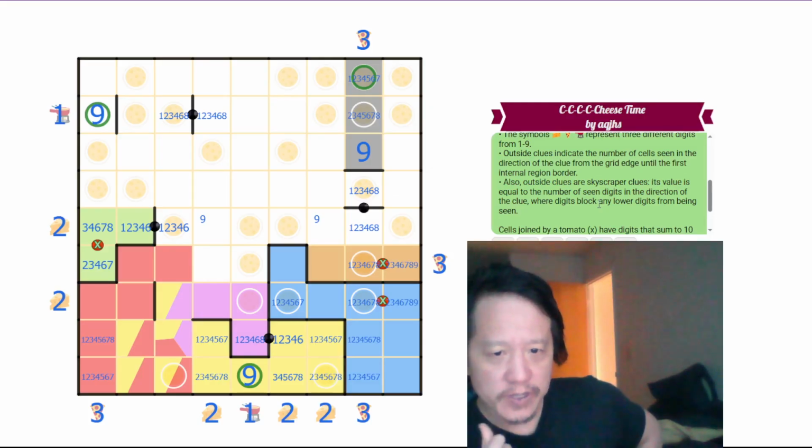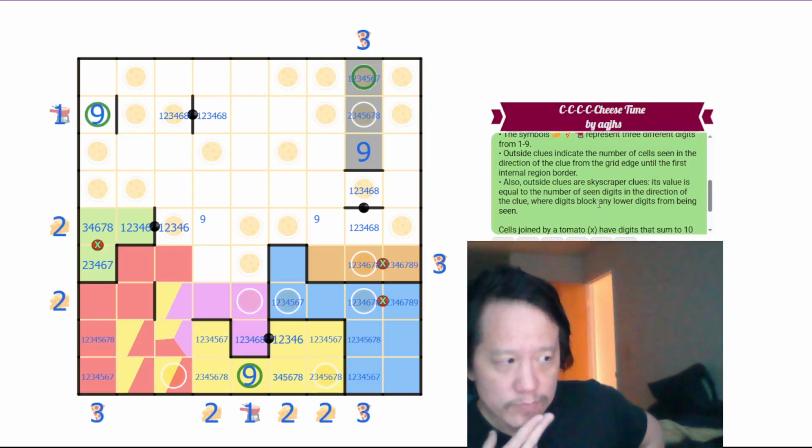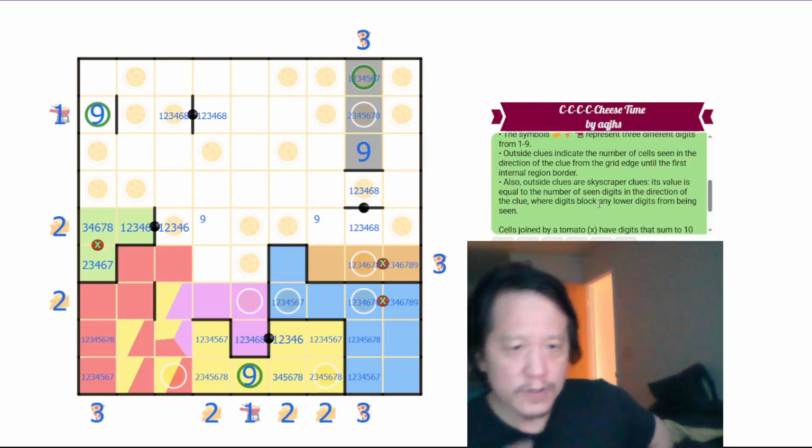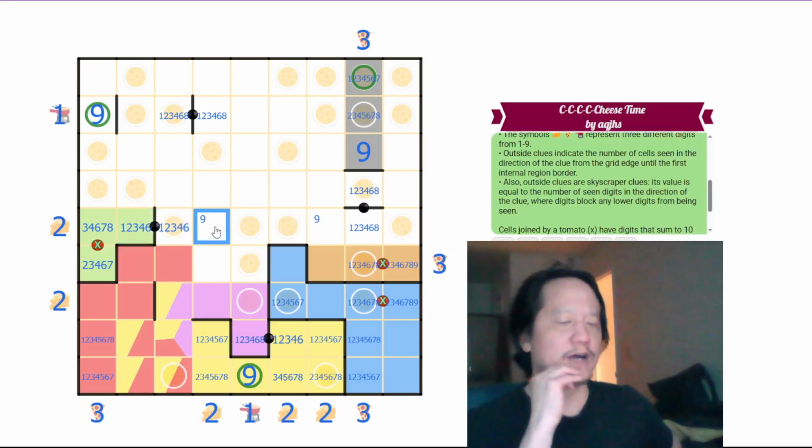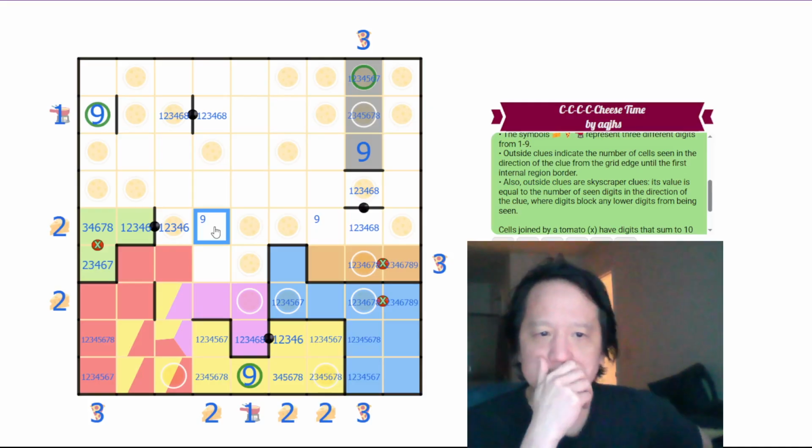What else do we have? Technically, this could be 3 with 1 and 2 there, and then you have 9 there. That is possible.